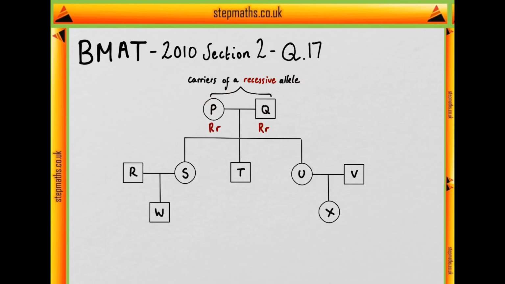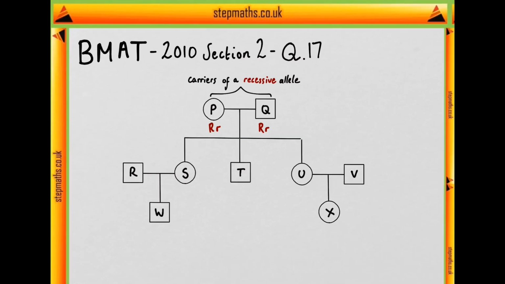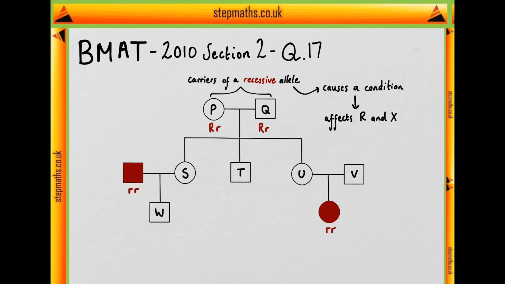So we can mark on their genotypes as heterozygotes, with capital R representing the dominant allele that they carry, and lowercase r representing the recessive. We're told that this recessive allele causes a condition, and that this condition affects individuals R and individuals X, which are these two here. So we can mark them in red, and we can mark on their genotypes, lowercase r, representing the fact that only the homozygote form, bearing both recessive alleles, would express the recessive phenotype.